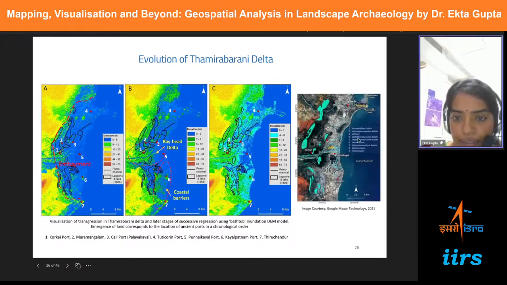So this is the present day image of this area. And this suggests the evolution, how it would have evolved, and how archaeological sites or location of ancient ports got affected in the past.